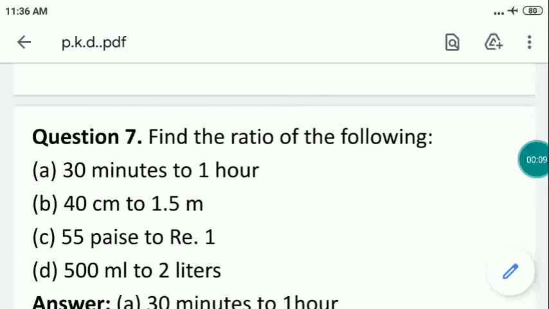Now, today we will continue exercise 12.1 from question number 7. Find the ratio of the following. First, 30 minutes to 1 hour. B, 40 centimeter to 1.5 meter. C, 55 paise to rupees 1. D, 500 ml to 2 liter.